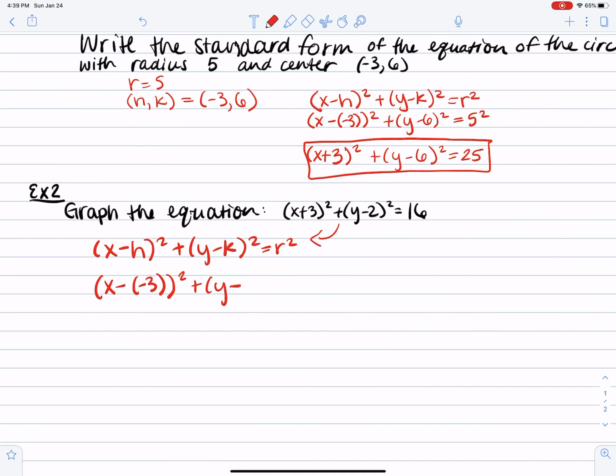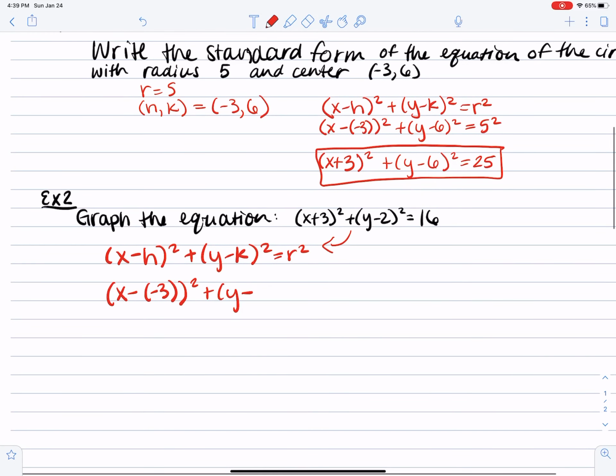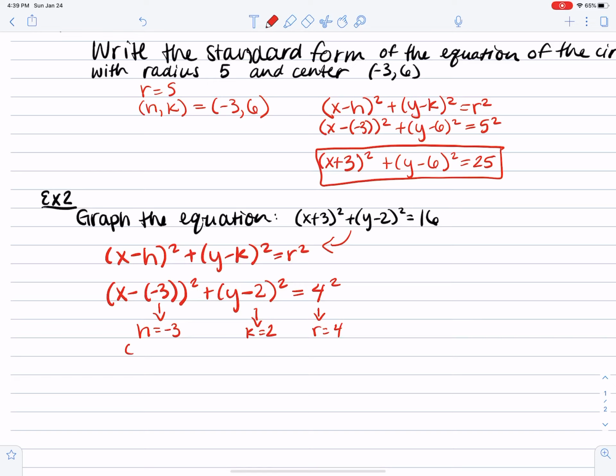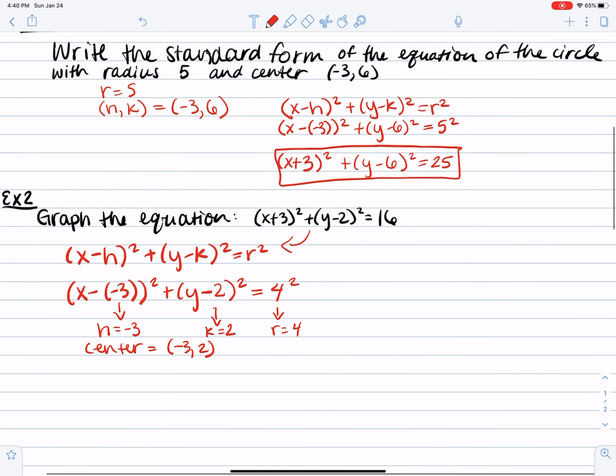And then y minus 2. And then this is 4 squared. Okay, so that tells me that h is -3, k is +2, and r is 4. And now I can graph with that information. So that means my center is (h, k), which is (-3, 2). So now I can graph that over here. So I'm just going to draw out my graph.